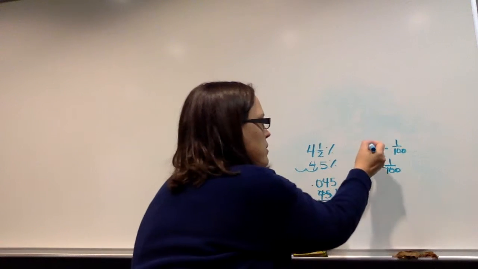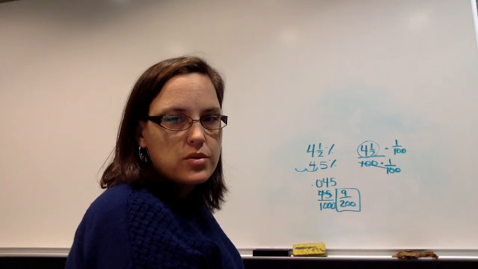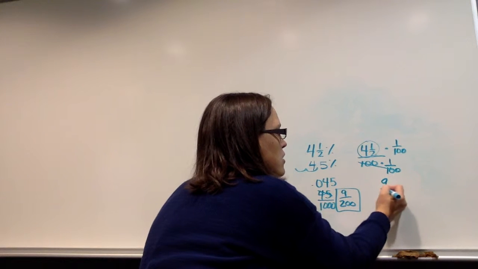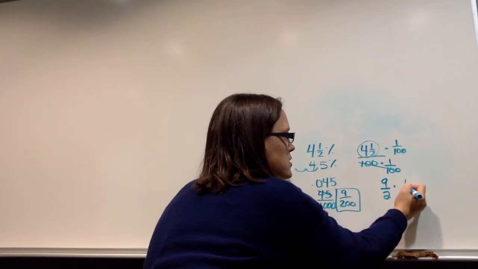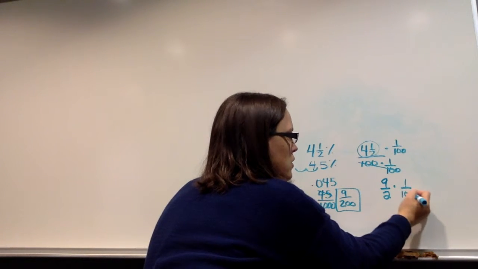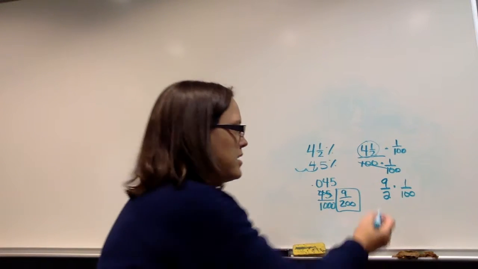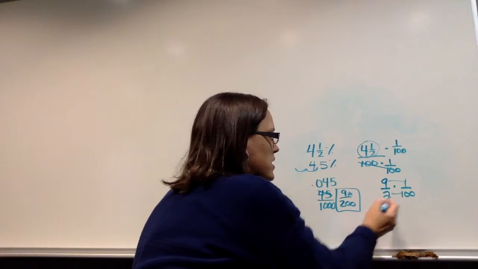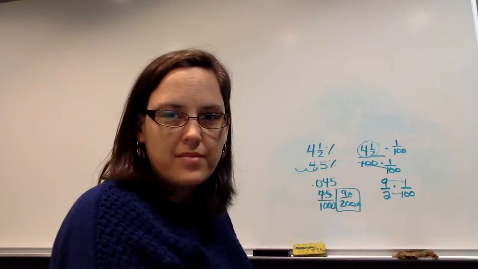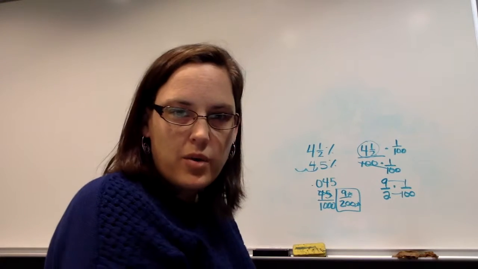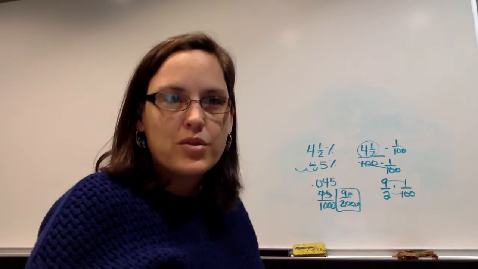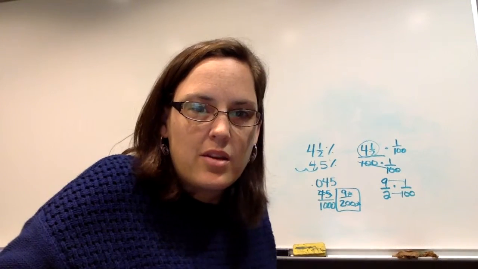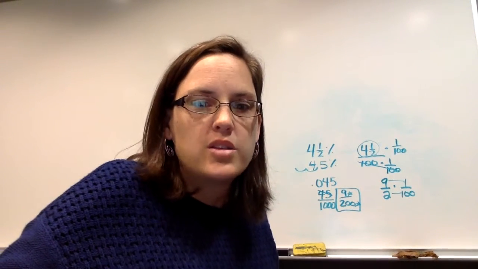In the numerator here, I'm going to change 4.5 to an improper fraction. So that's 9 over 2 times 1 over 100. And guess what I get? 9 times 1 is 9, and 2 times 100 is 200. Don't you love it when there's more than one way to do problems? That's what math's all about. So don't get stuck always on just the way that's shown in the textbook or just the way that your teacher shows you, because there's more than one way to do it.